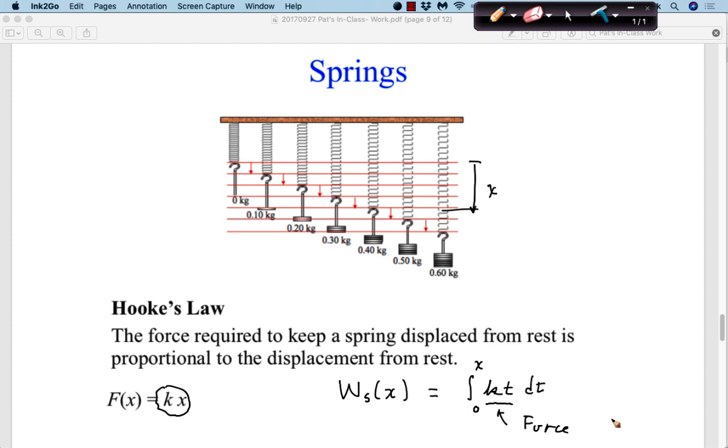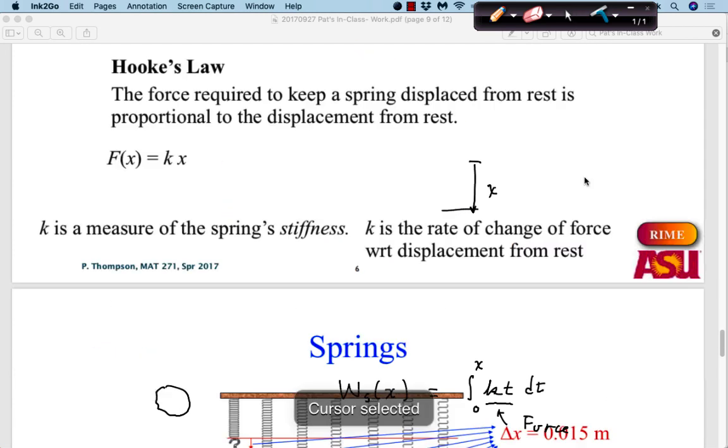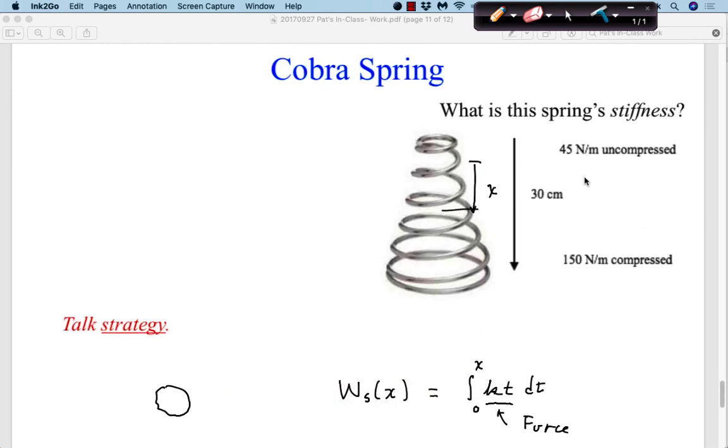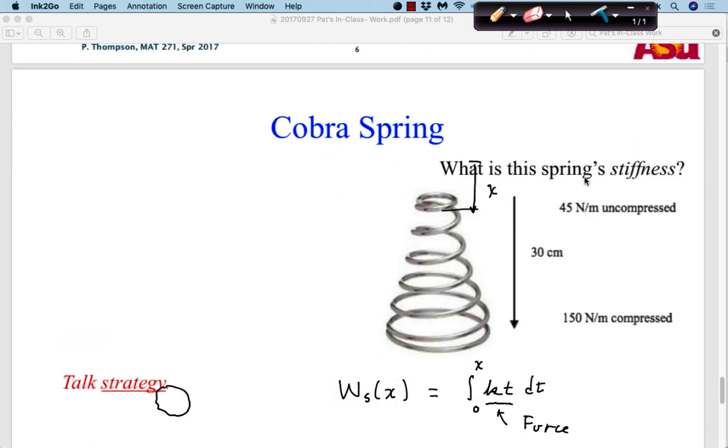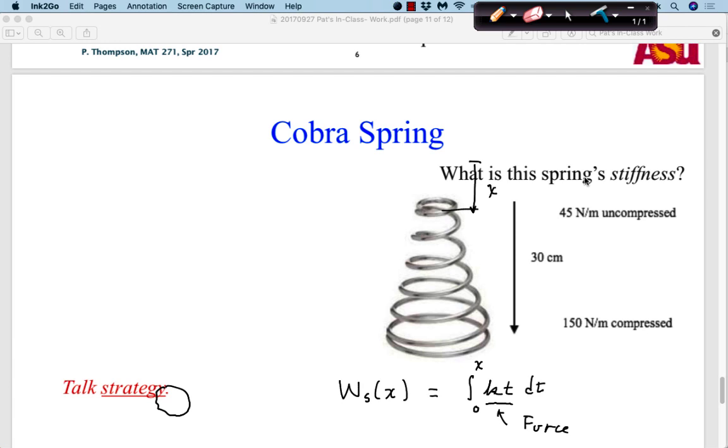Now that's for a spring with a constant spring constant. There are also, in your homework, you're going to have a cobra spring. K changes. This isn't hard. You can do it. But K changes as you stretch it or compress it. K is actually changing, so it's not a constant anymore, but it's a different newtons per meter depending on the compression, and you have a homework problem like that.